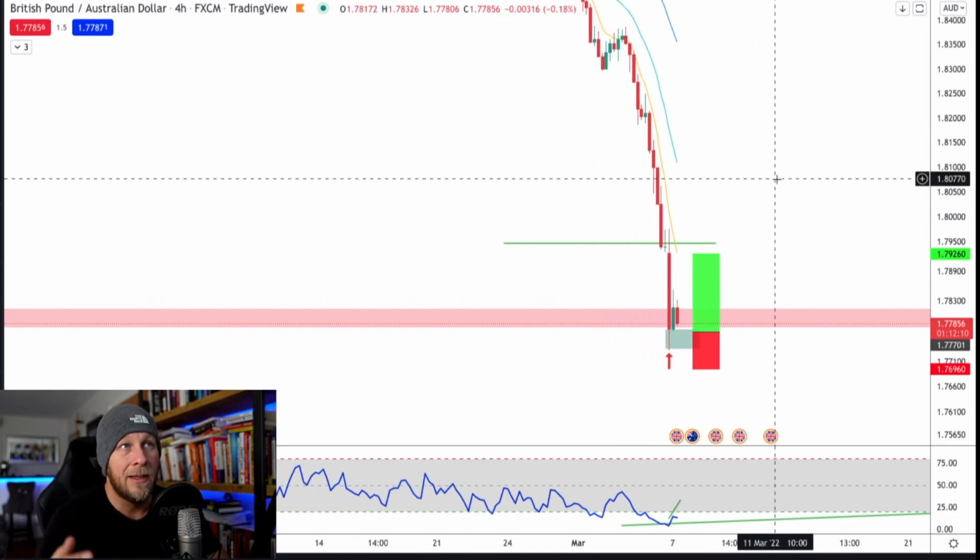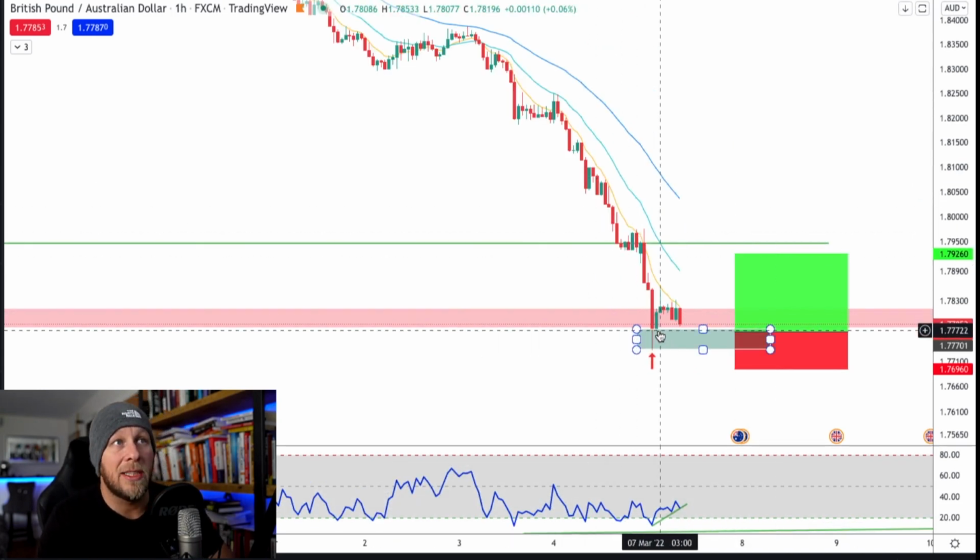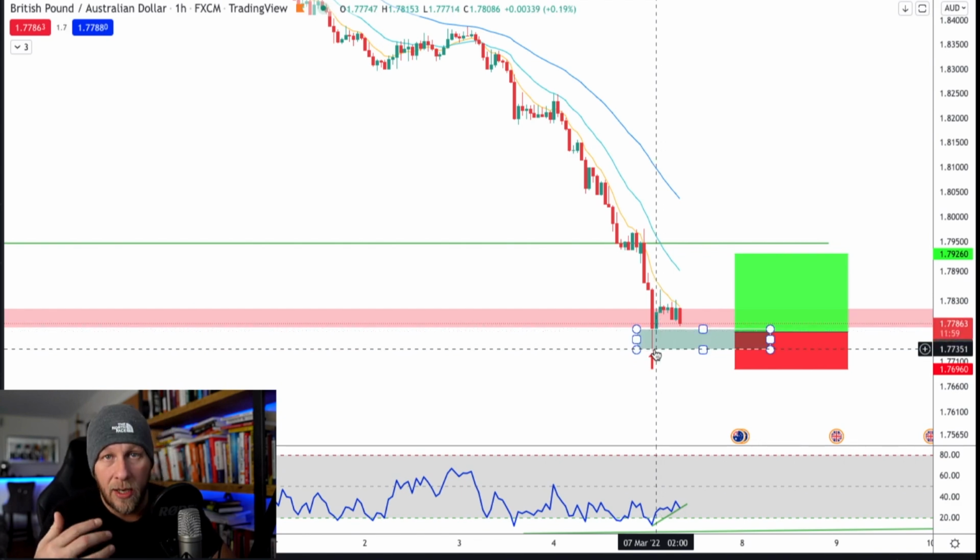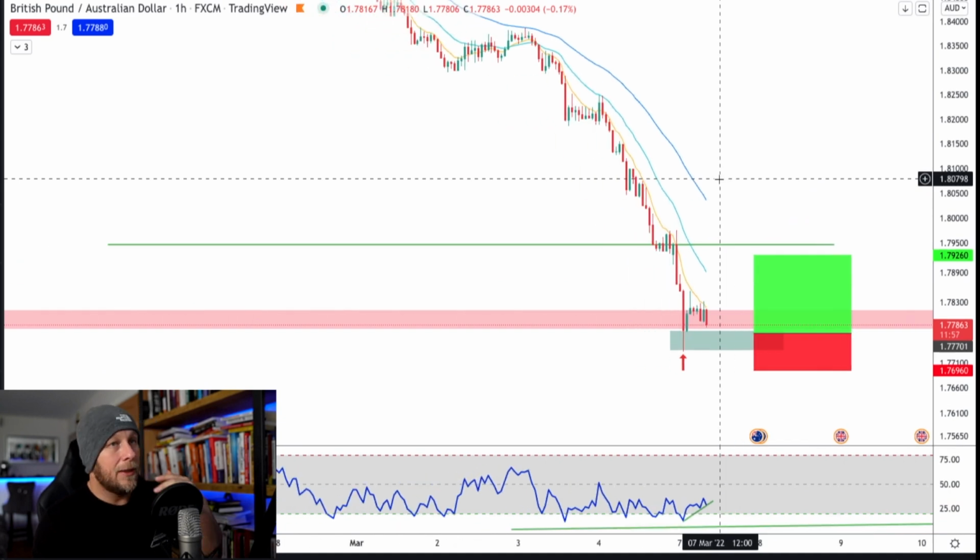Pretty happy with that. This is going to be a nice trade if I can get in, and it's literally a case of waiting for the test of this initial high. Once that's met, as long as we don't close below the low, I can get in. So that's the trade I'm looking at.